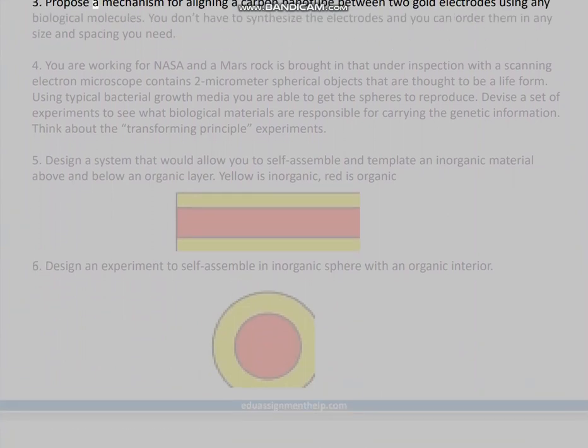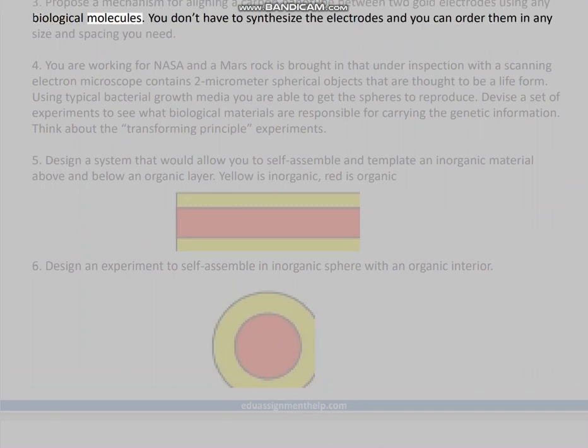3. Propose a mechanism for aligning a carbon nanotube between two gold electrodes using any biological molecules. You don't have to synthesize the electrodes and you can order them in any size and spacing you need.